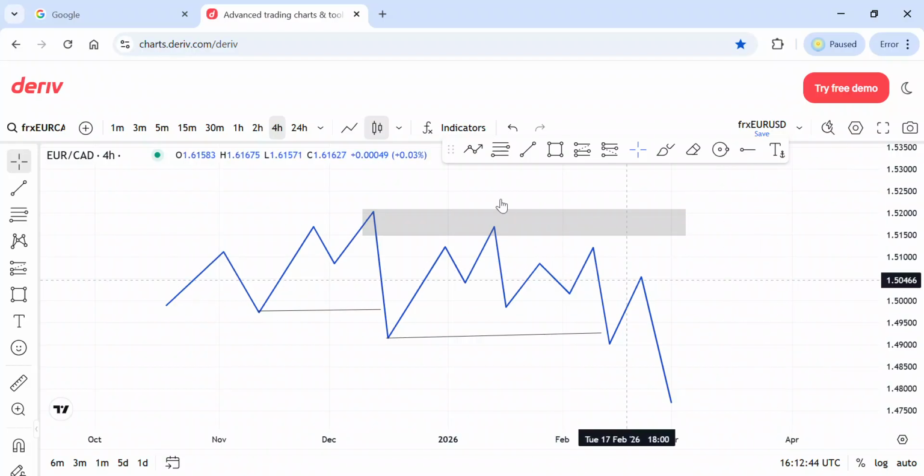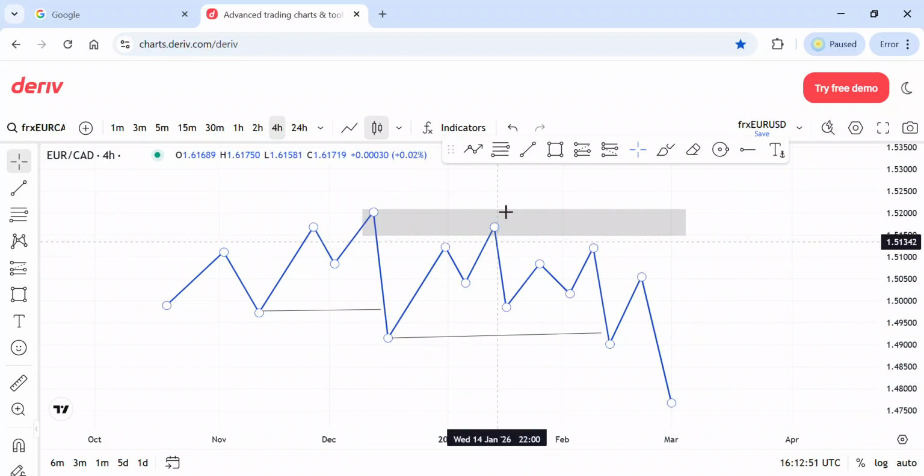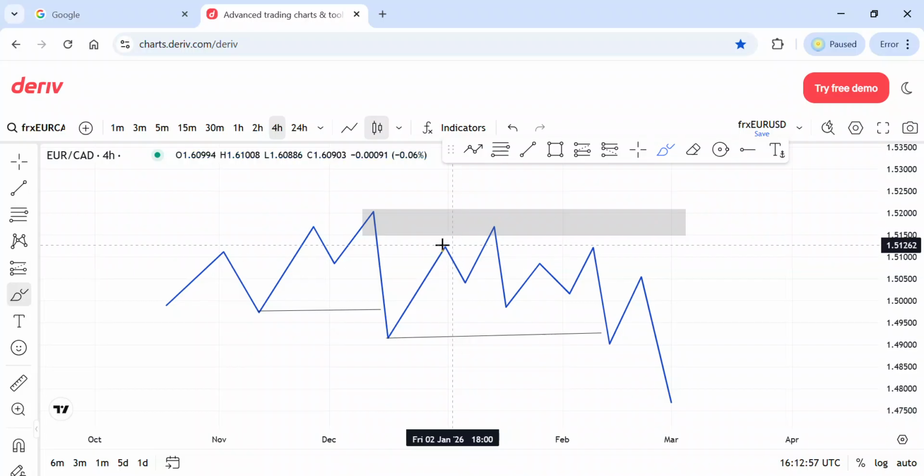When the market comes back to whatever you marked, be it your order block, order flow, or anything else, just wait for a BOS. Then what do we mean by a BOS?